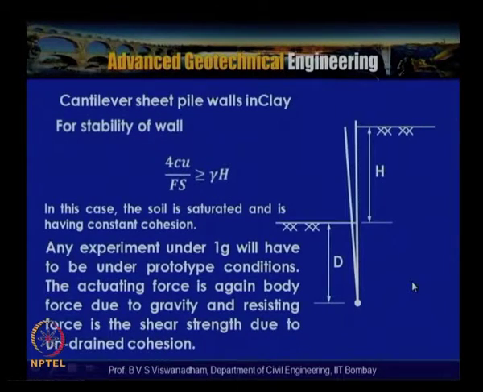So like in slopes in clay, here also it implies that any experiment done under 1G will have to be under prototype conditions, and the actuating force is again the body force due to gravity, and the resisting force is the shear strength due to undrained condition. So any experiment under 1G will have to be done under prototype conditions only.